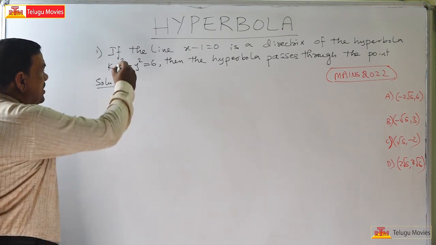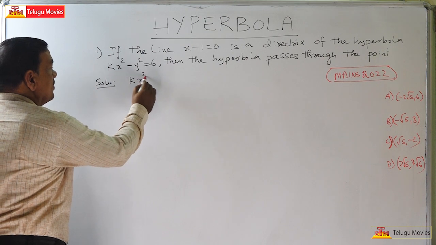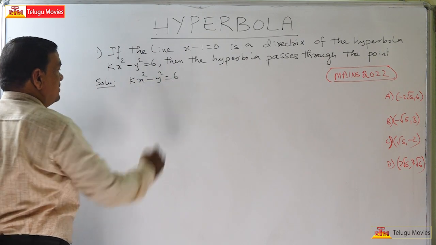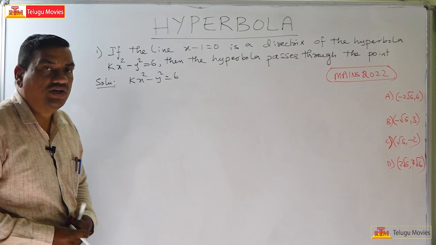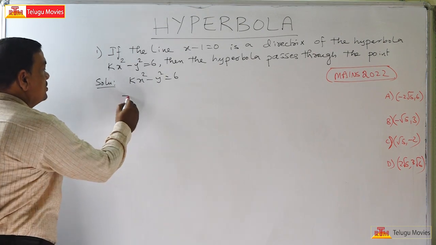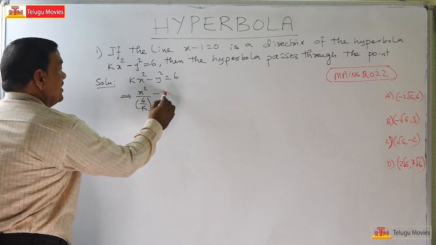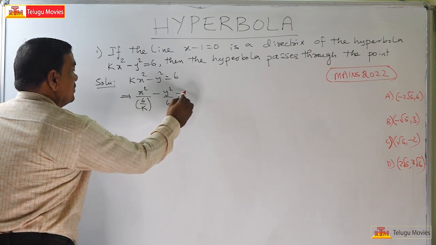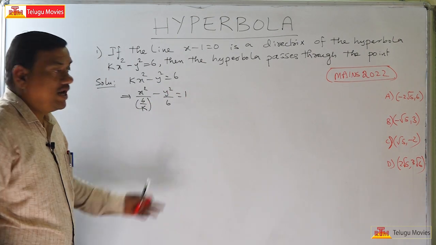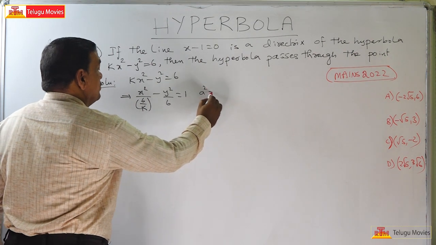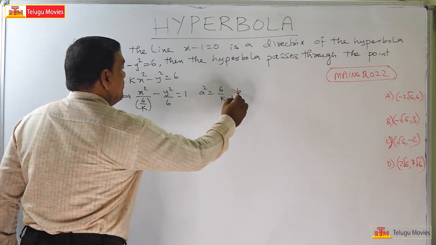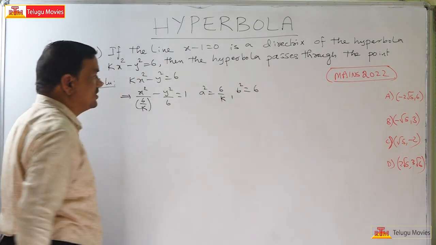First, what is the equation of the hyperbola? This is given. First convert it into standard form. So this is x square by 6 by k minus y square by 6 is equal to 1. Now here a square is equal to 6 by k, and b square is equal to 6.